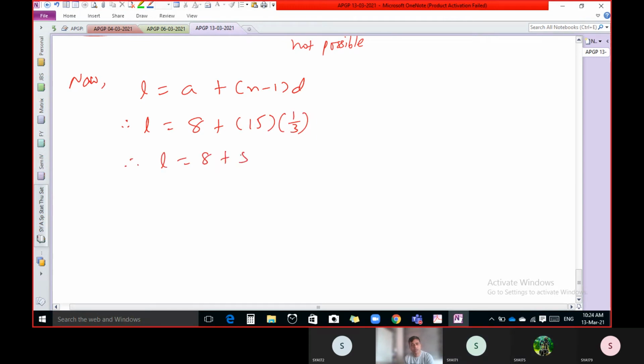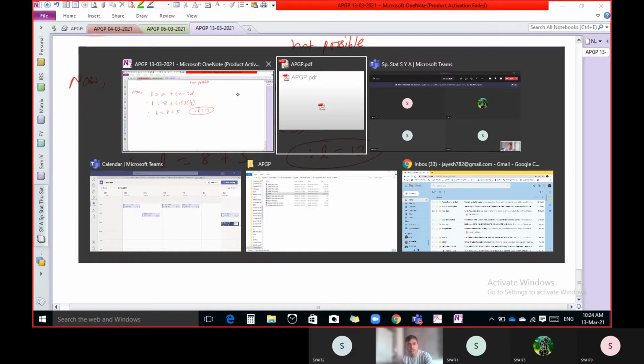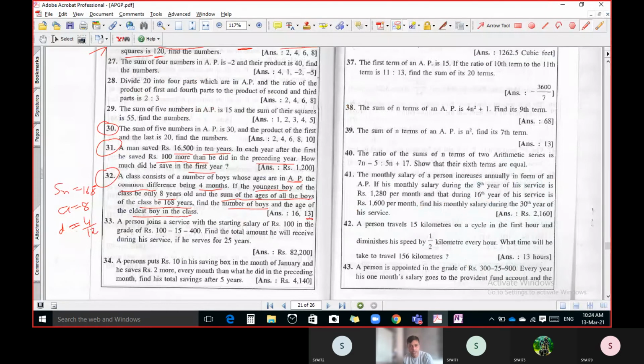So 8 plus 5, we get 13. So the last term, that means the age of the eldest boy, is 13. Age of the eldest boy is 13 and the number of students in the classroom is 16.